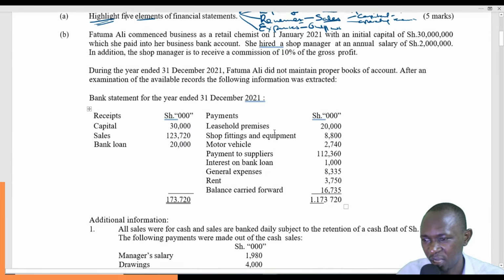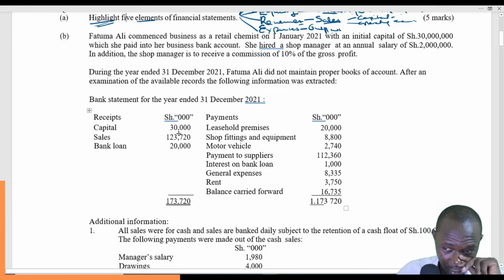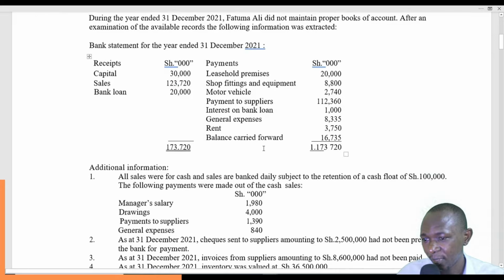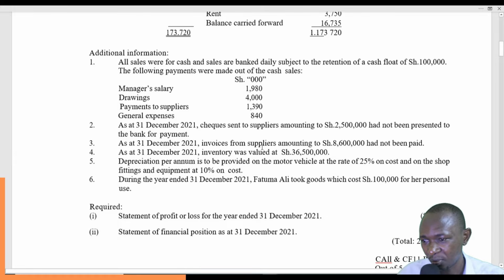Bank statement for the year. So we have that. The receipts, you can see this is the bank statement. So the receipts we have there, then the payments are on the other side. Additional information: all sales were for cash and sales are banked daily, subject to the retention of cash float of 100,000. The following payments were made out of the cash sales: manager's salary, drawings, payment to suppliers, general expenses.